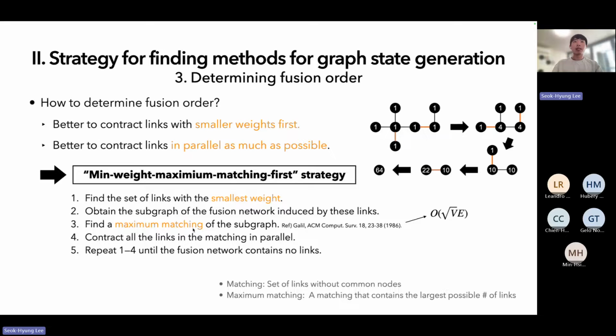And after that, we find the maximum matching of the subgraph, and here the maximum matching is just the maximum set of links without common vertices. So basically, it means the set of links that can be contracted at the same time. And after finding this matching, we contract all the links in the matching in parallel, and we repeat this process until the fusion network contains no links. And by the way, finding the maximum matching can be done in polynomial time in the number of vertices and edges. So it can be done quite efficiently.